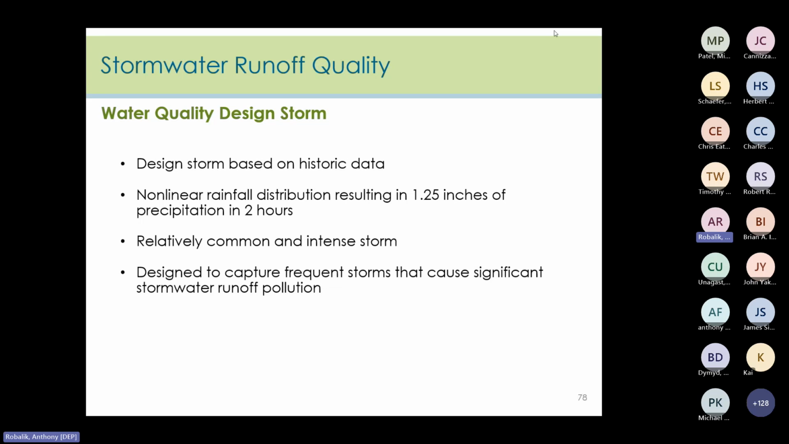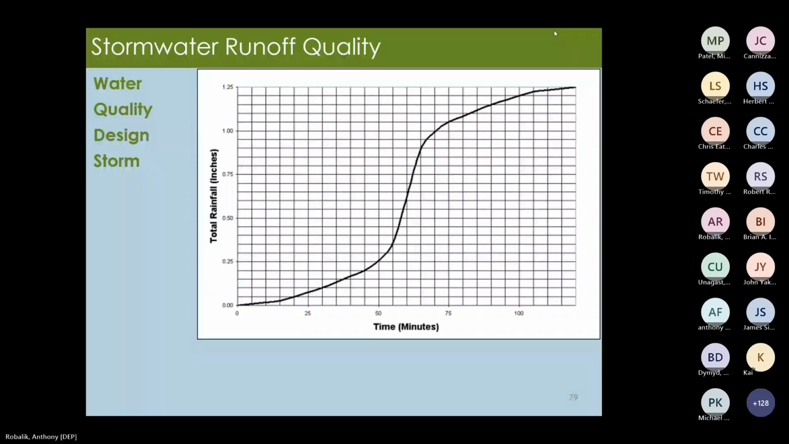So in the previous modules, we talked about the water quality design storm, which is unique to New Jersey. It's the storm that introduces TSS into our collection systems and our waterways. It's nonlinear in its distribution, and it's fairly intense, with 1.25 inches of rain falling in a 2-hour period. And here's a graph depicting the total rainfall from the water quality design storm versus time. You can find this graph in Chapter 5 of the BMP manual, and you can also find these values tabulated in the stormwater management rules.